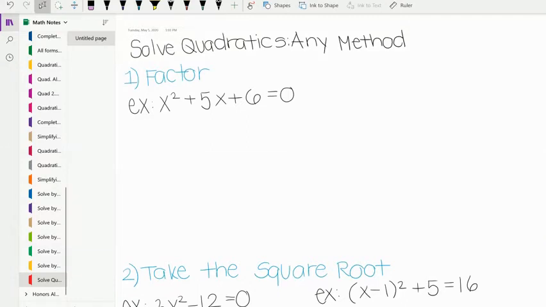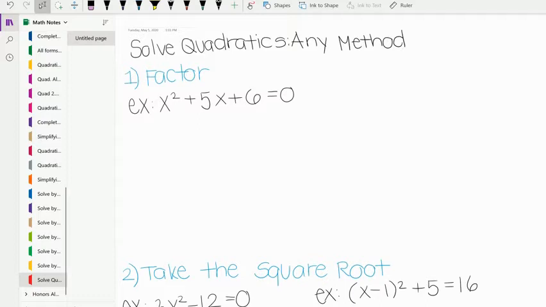This section is solving quadratics using any method. So what we're going to do is go through the methods that we've studied in class and just review them and talk about when we would use each of them. So the first method that we did is factoring.